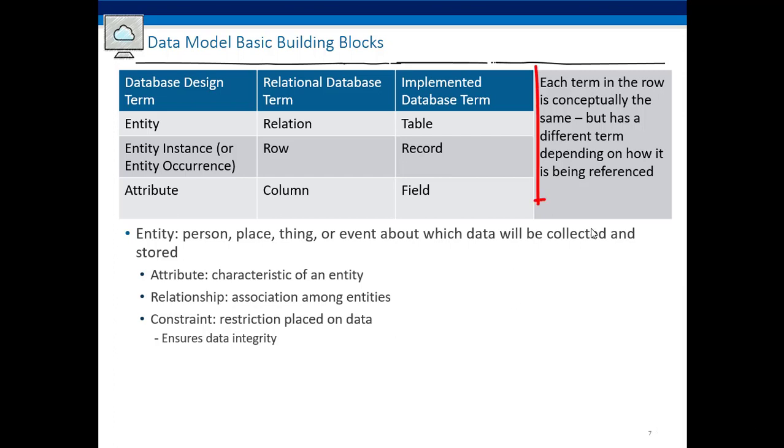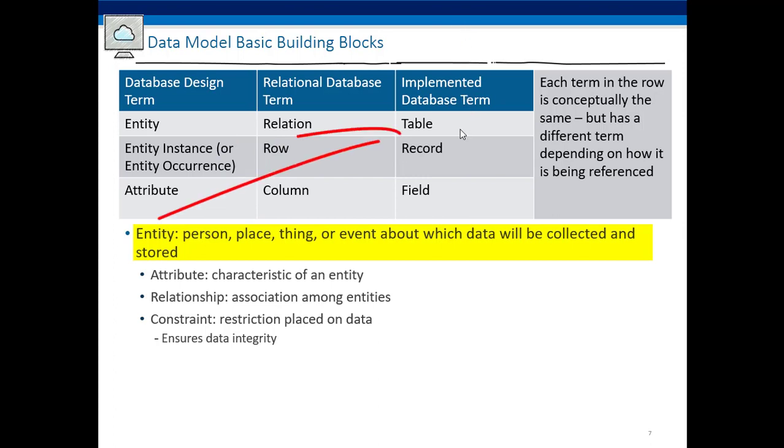Now, what I find interesting is that each term in the row coming across conceptually means the same thing, but different terms are used depending on what stage of the database design that you're referencing. So when you're in the database design, you're going to call a person, a place, a thing, or an event in which you're collecting data about an entity. When we're talking about the relational database model, we're going to call it a relation. And a relation has extra constraints we'll talk about in the next chapter. Finally, when you've implemented the database, we're going to call that a table.